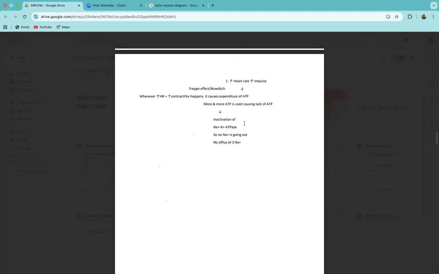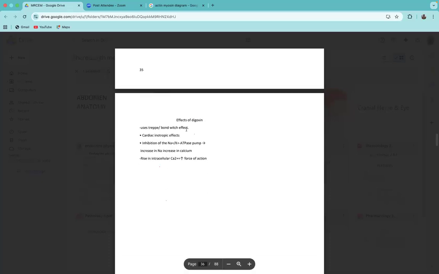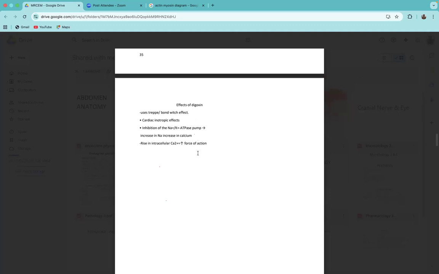But from the sarcoplasmic reticulum, the calcium will come out through the T tubules, and then they also get stored and they will cause the contractility, right? Through the troponin bond the effect occurs, and the cardiac inotropic effect is being done.